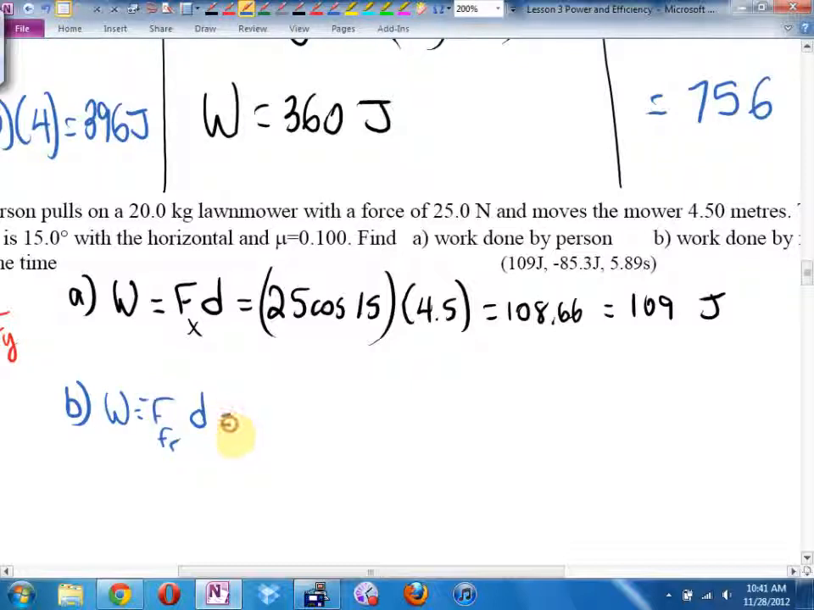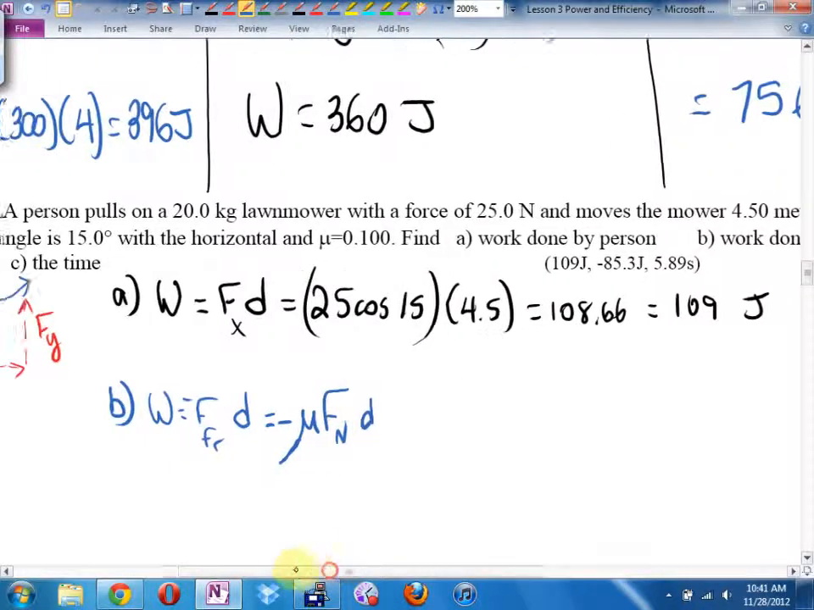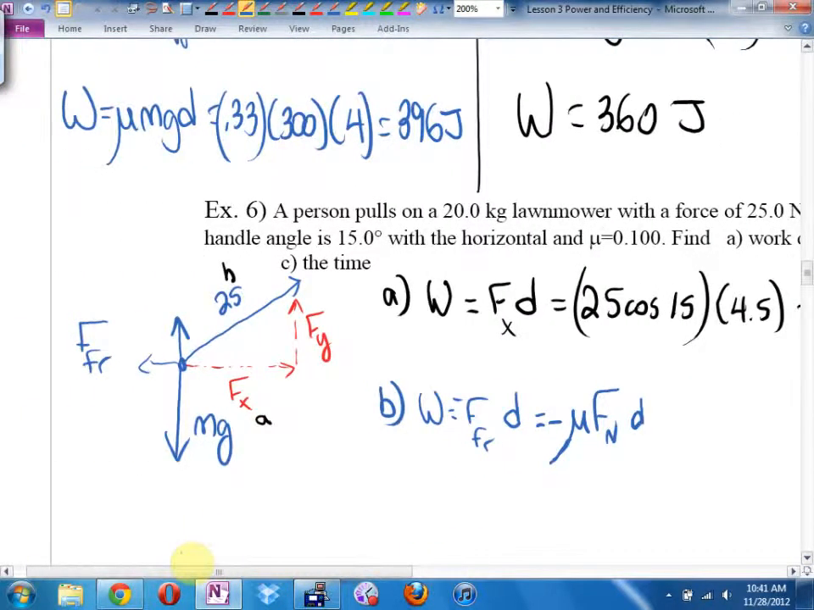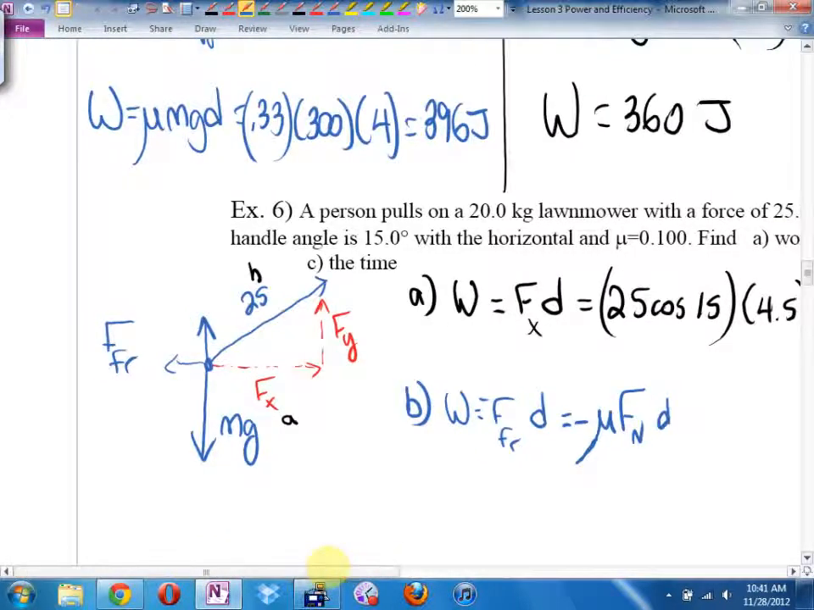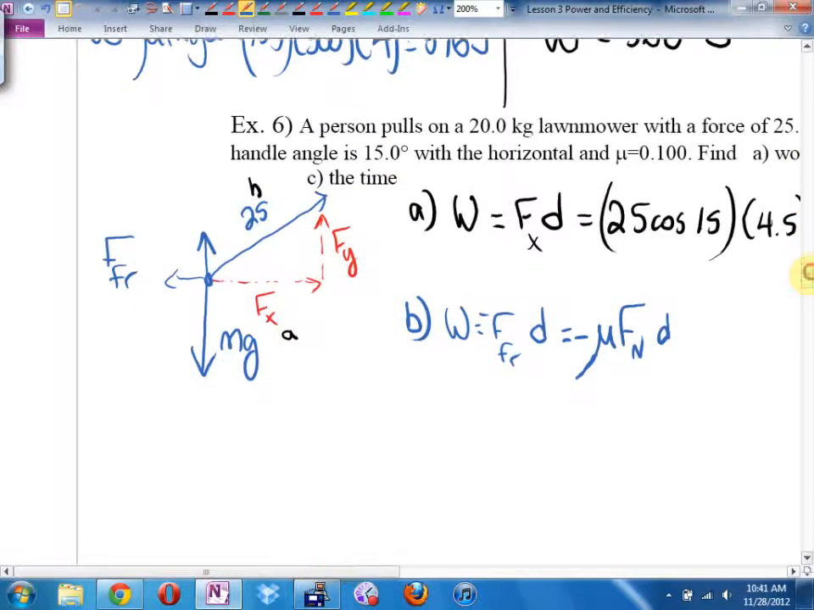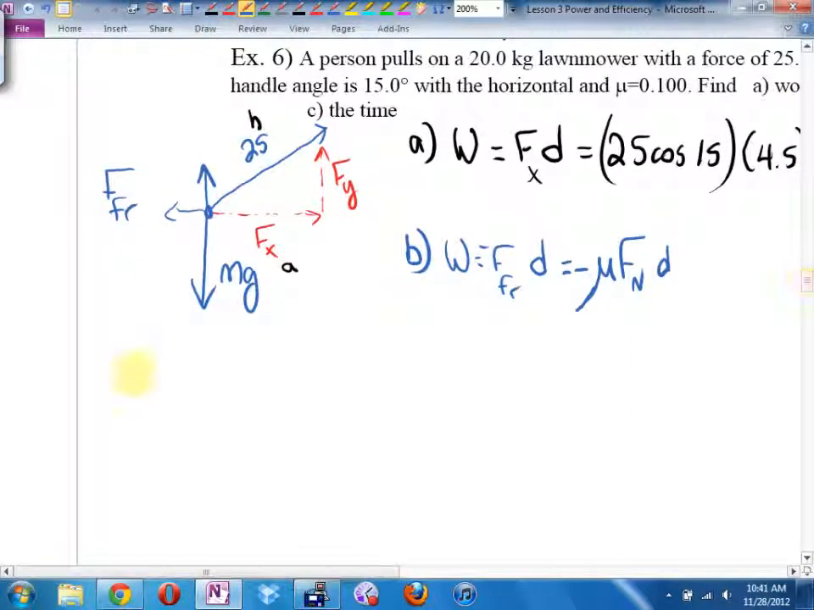Jaron, friction is what times what? I don't know the normal force. But look, I know another force the same size as the normal force. Let's see. I didn't even put the Fn on there. Let's put it on there.